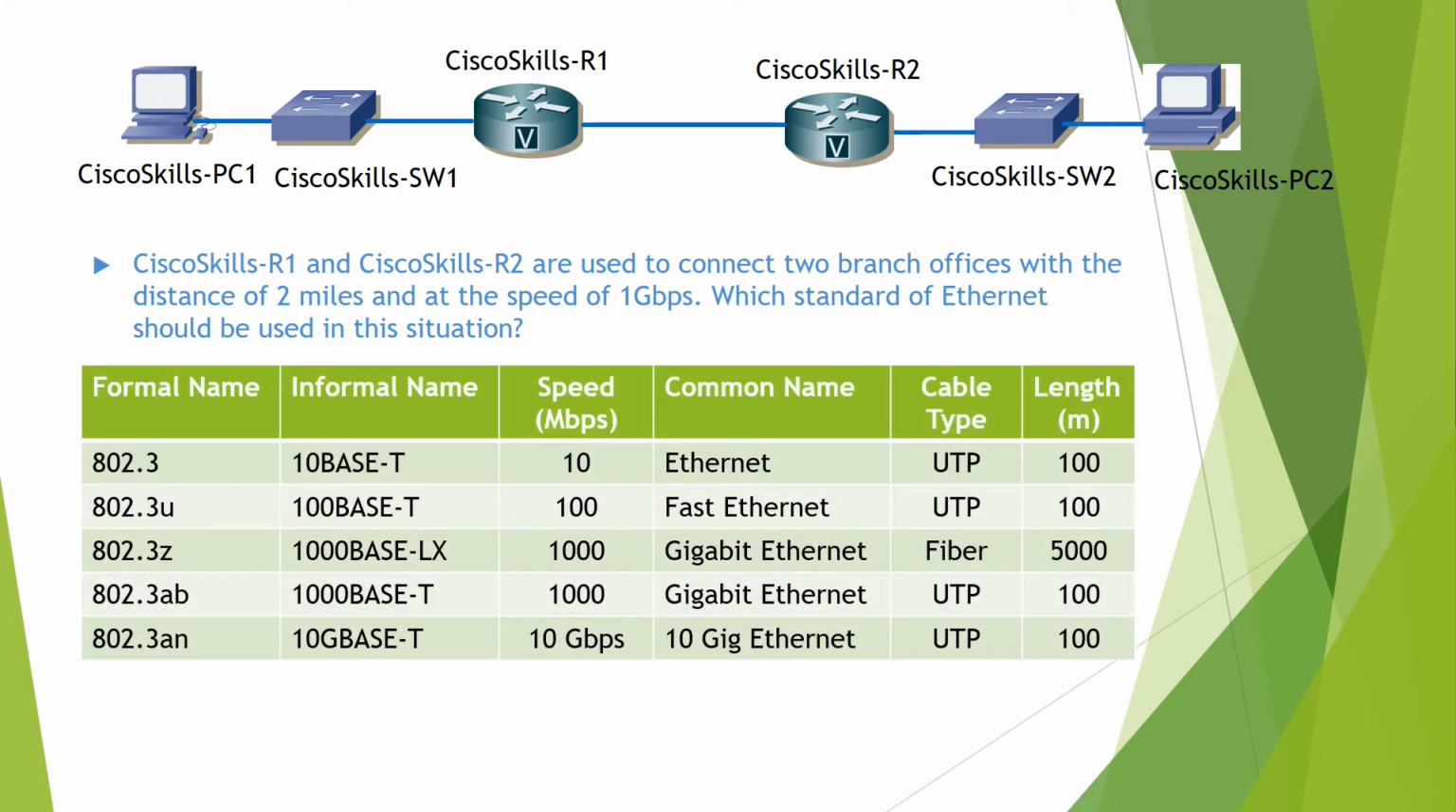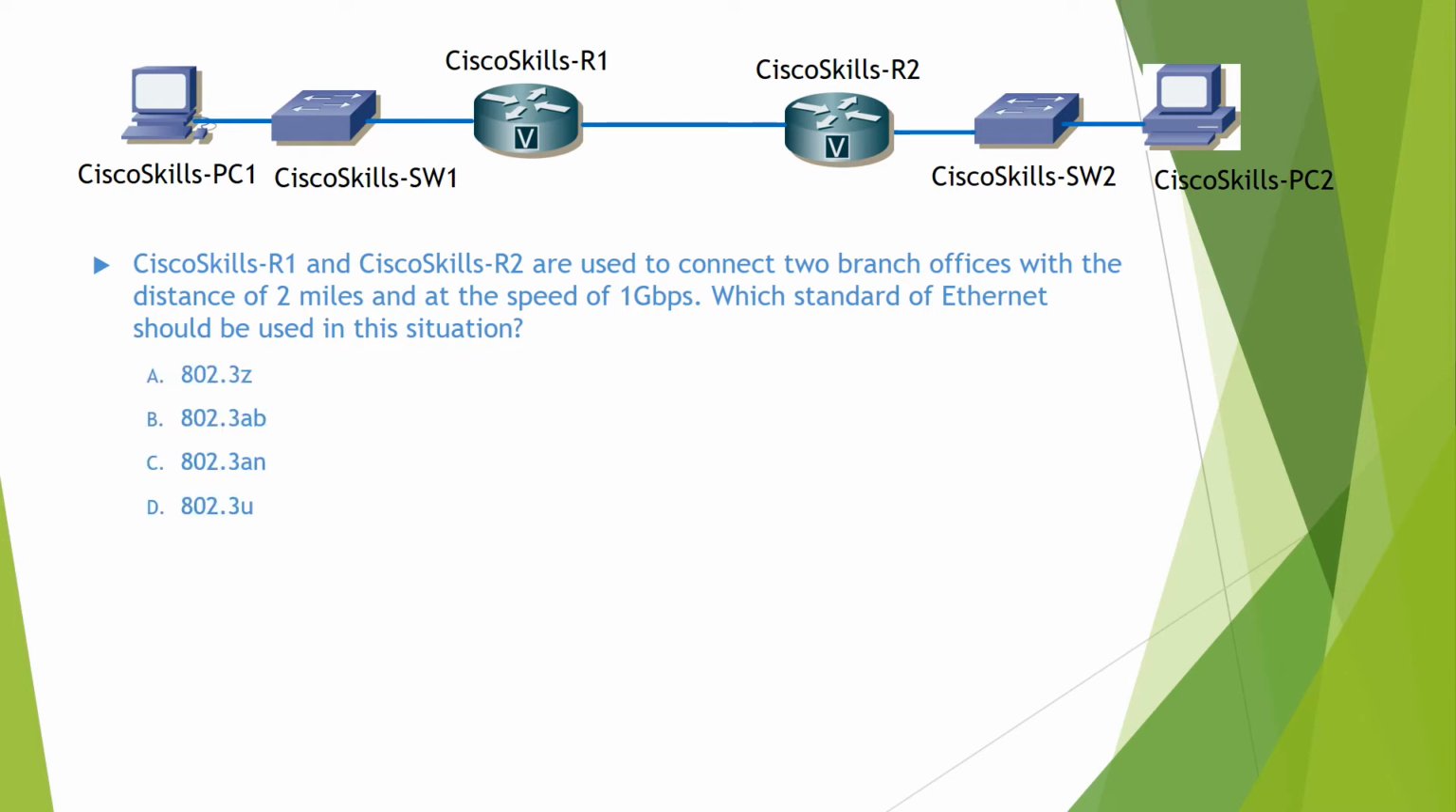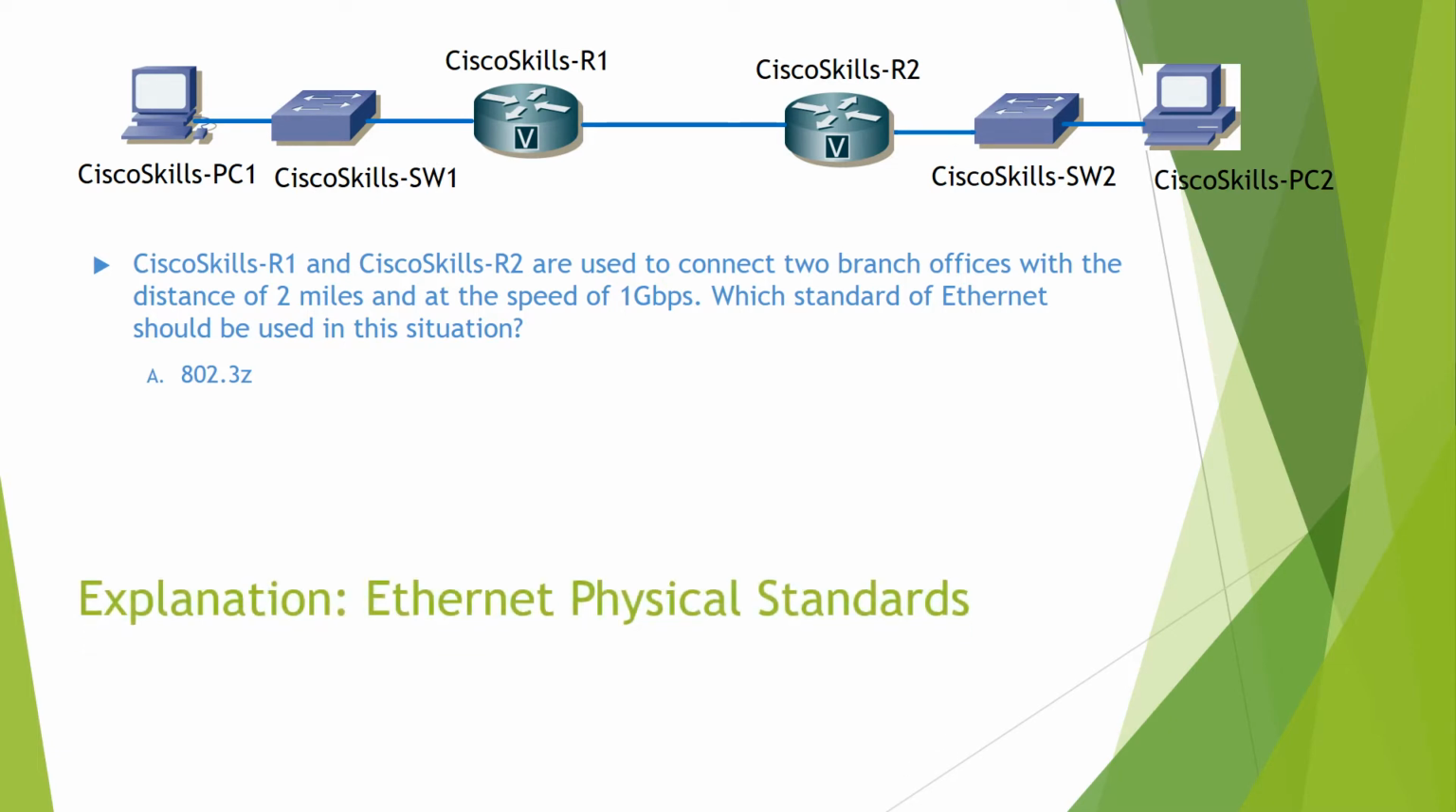In order to answer this question, we need to remember this table. From the table, we see that there are two standards that satisfy the requirement for the speed, but only one standard satisfies the requirement for the distance. So the standard of Ethernet should be used in this situation is 802.3z. So the answer is A. You can find the detailed explanation for this question in the video Ethernet Physical Standards.